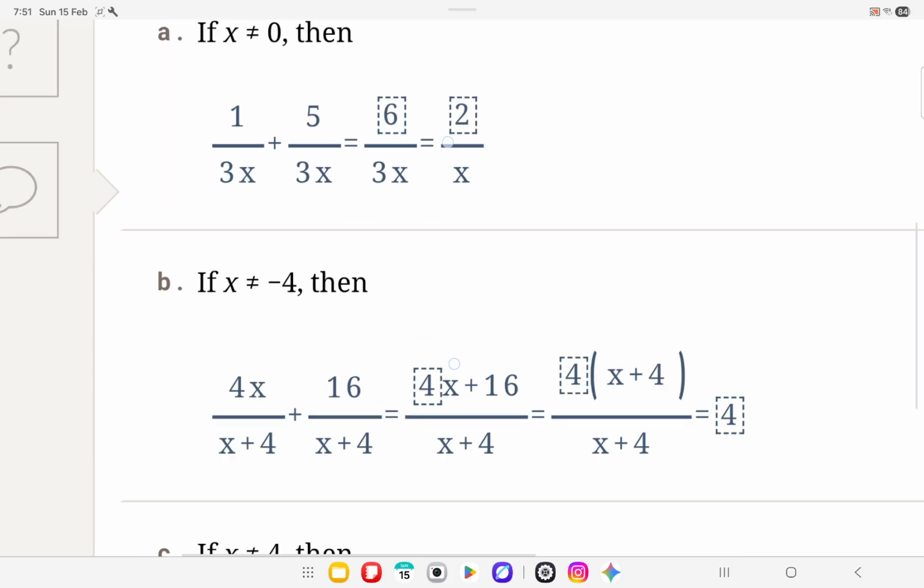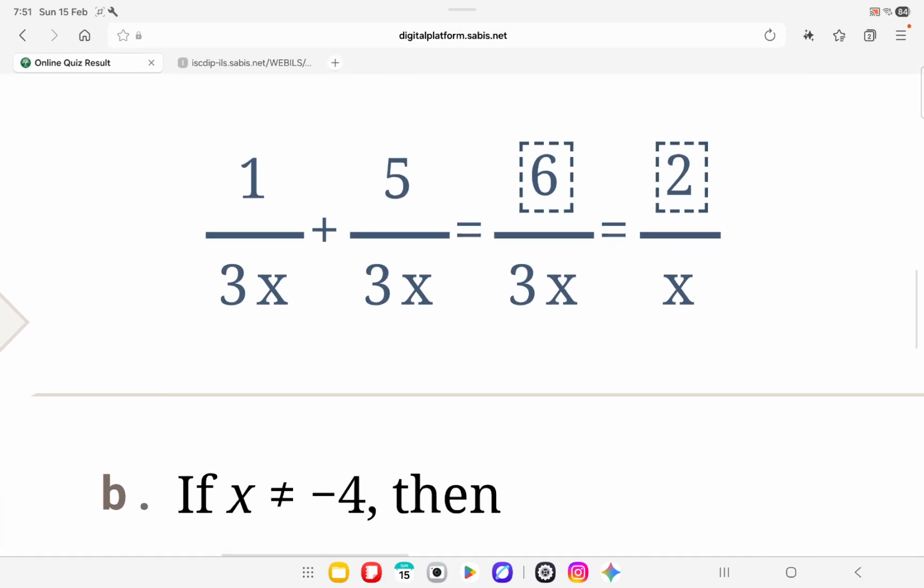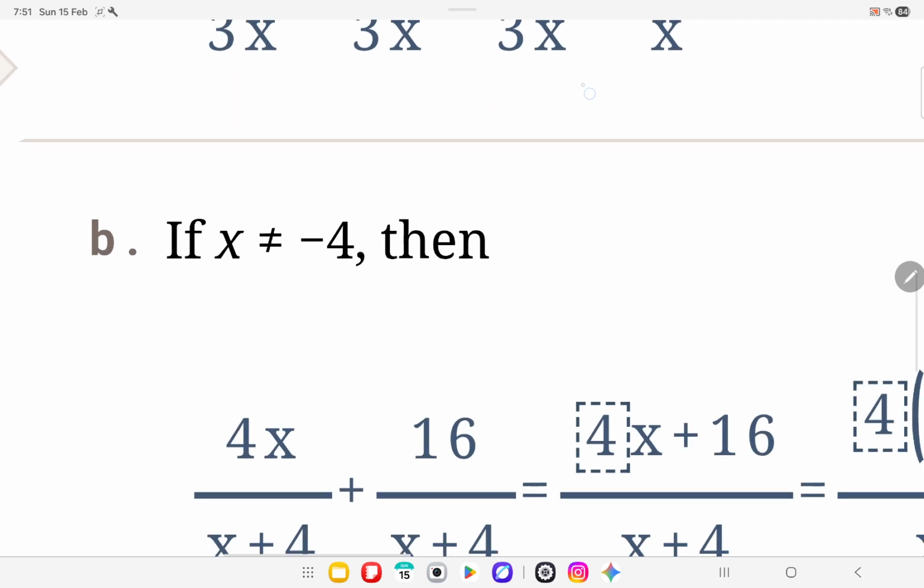Here we just added them. We got 6 over 3x. We just divided by 3, it will become 1, divided by 3, it will become 2. So we got 2 over x.